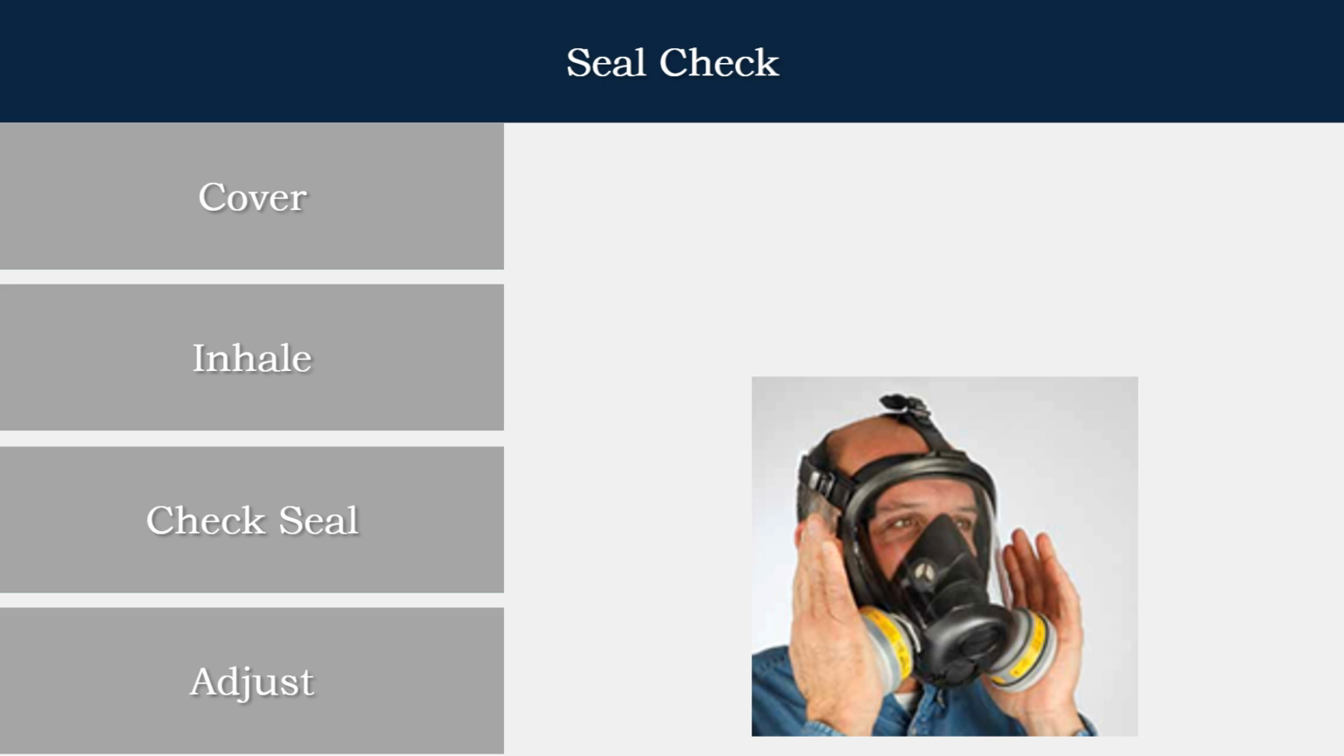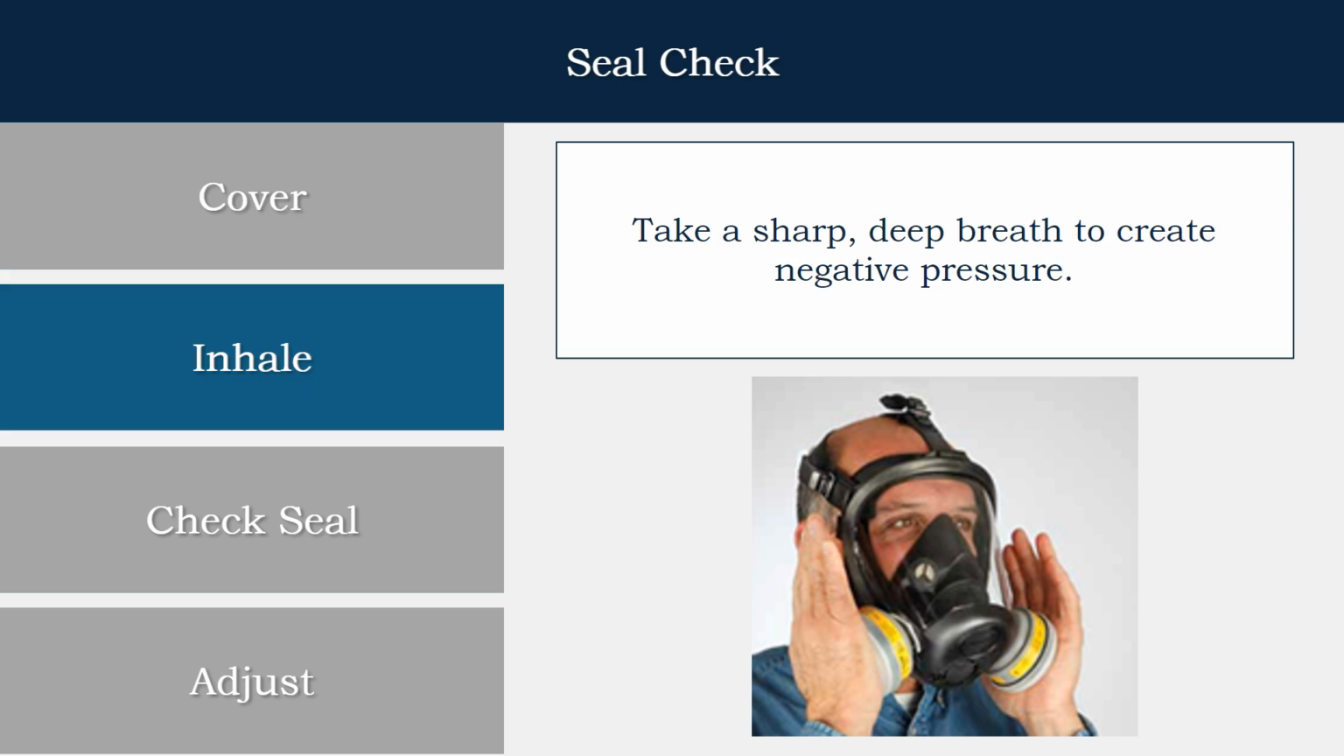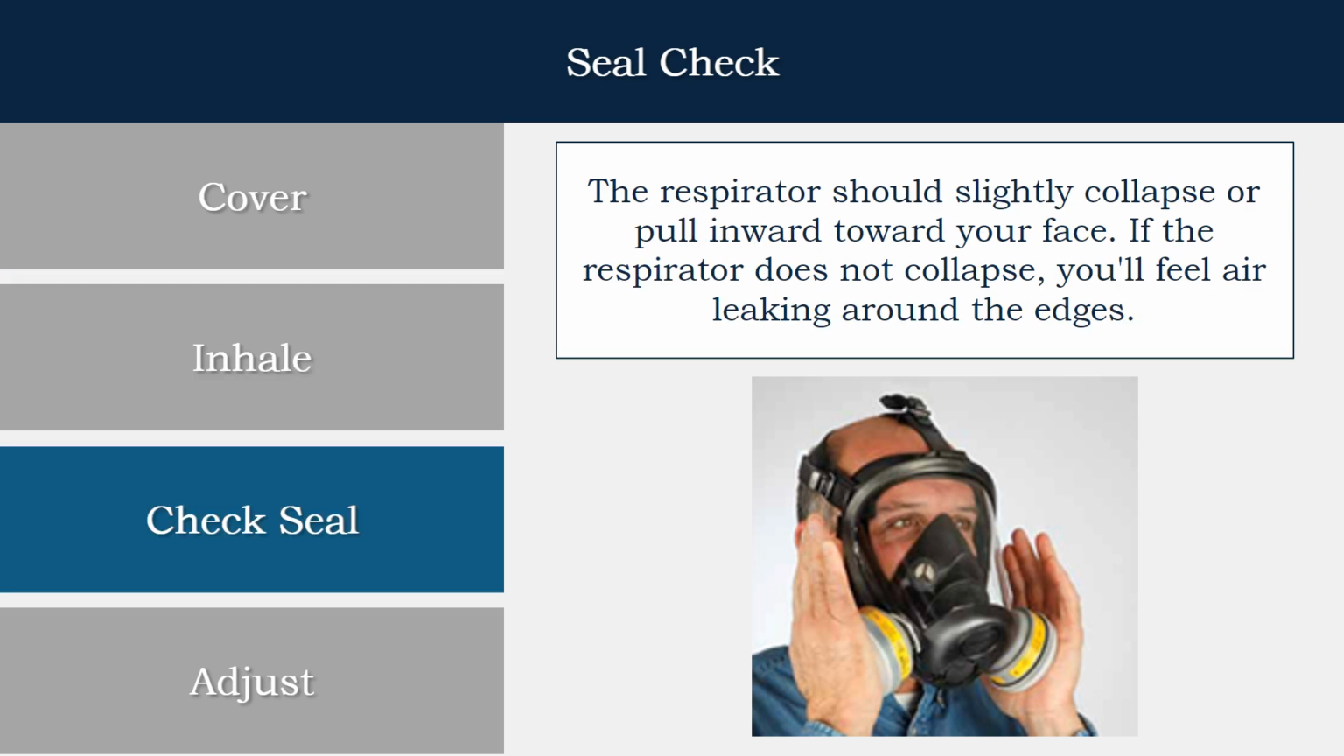Once the respirator is donned, a seal check must be performed every time. To conduct a seal check, complete the following steps. 1. Cover. Place hands completely over the respirator canisters, ensuring the respirator is fully covered. 2. Inhale. Take a sharp, deep breath to create negative pressure. 3. Check seal. The respirator should slightly collapse or pull inward toward your face.